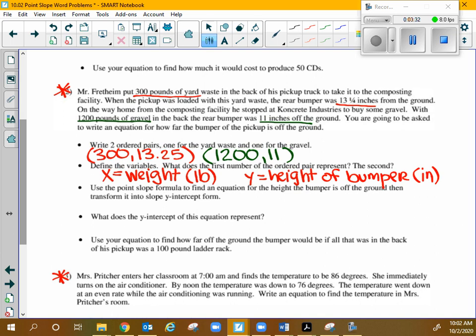What am I missing from this run? That would be the y-intercept, right? So the starting height is our y-intercept, but we're not going to figure that out until we transform our point slope into slope intercept form. Good point, though. What am I missing? Slope. 300, 13.25, 1,200, 11.